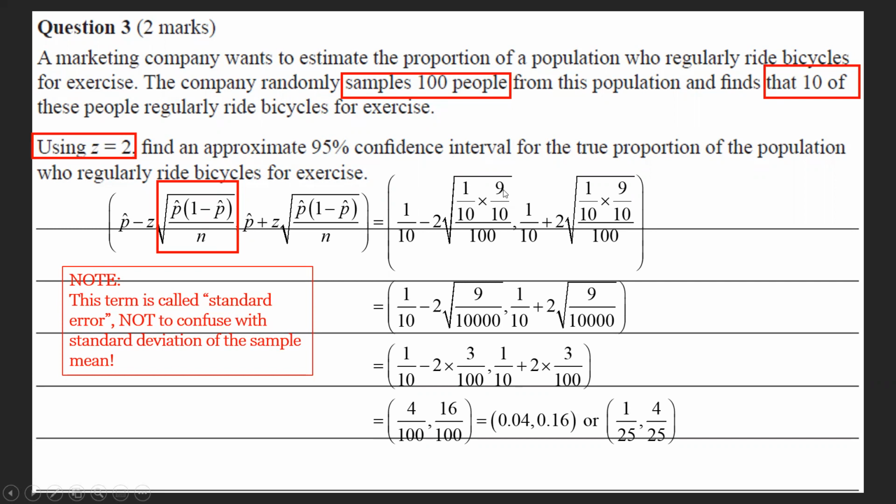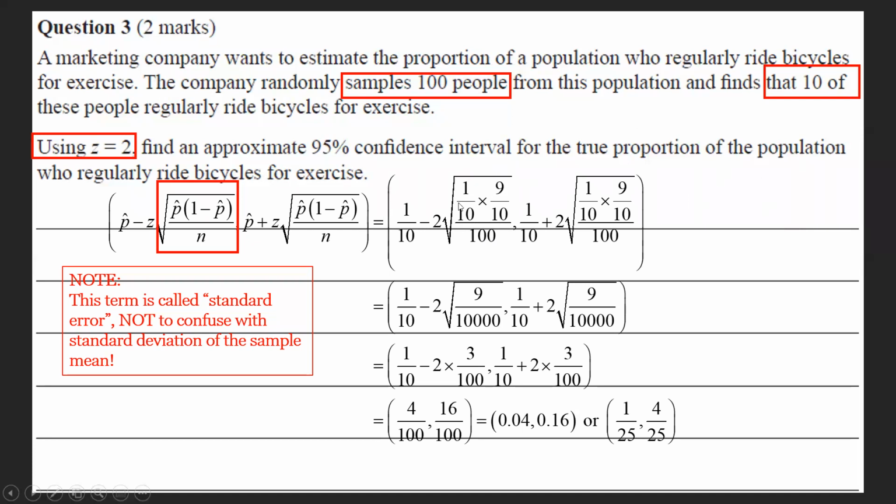So 1 minus p hat will be 9 over 10. Now, I suggest you calculate the standard error outside the bracket separately. Calculating fractions under a surd, you need to be careful. 9 over 10 times 1 over 10, which is 9 over 100, divided by another 100, which gets you 10,000 at the bottom. So taking the square root of that, you recognize this is 3 over 100.